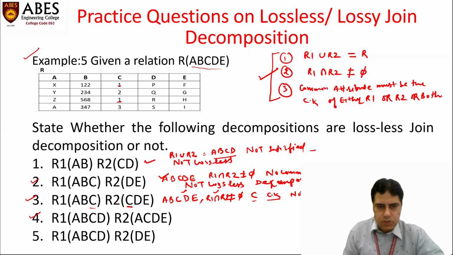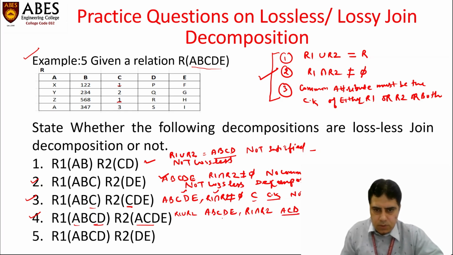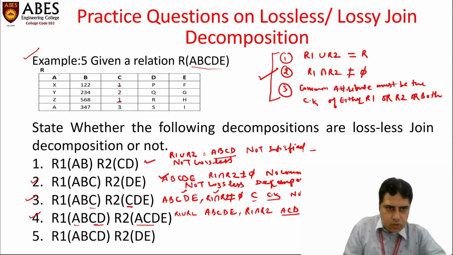Now, fourth question. First, R1 union R2 is A, B, C, D, E. Second, R1 intersection R2, the common attributes are A, C, D. Now check the third condition. The common attribute must be the candidate key. So the common attributes are A, C, and D.